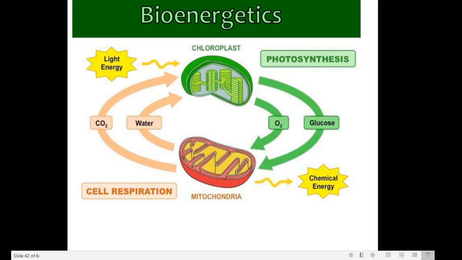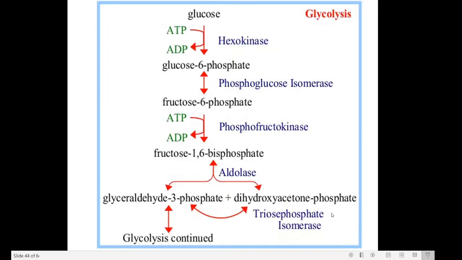and using the light energy, that starts the process of photosynthesis. Here the activation of mitochondria is the chemical energy production. All these things start with glycolysis. In glycolysis, glucose is converted, as shown here in this image.